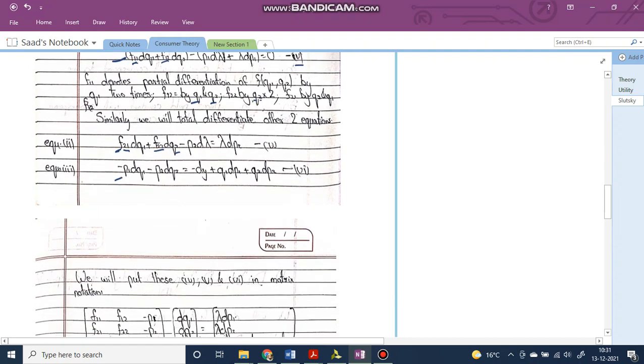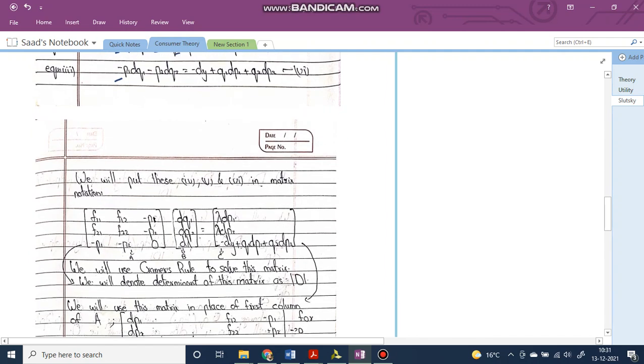Now for Cramer's rule, we will put them in our matrix, which will be f11 f21 minus p1, f12 f22 minus p2, p1 minus p1 minus p2 0. I will denote this matrix for easy explanation as matrix A, this matrix as matrix B, and this matrix as matrix C. By Cramer's rule, we will find the equation of dq1 and dq2 and d lambda.